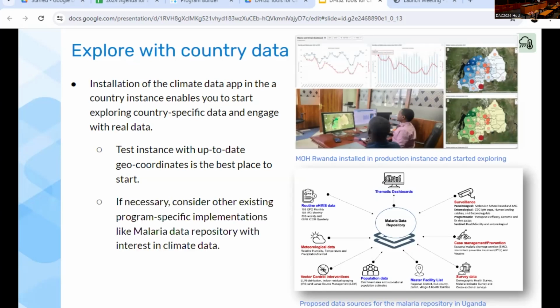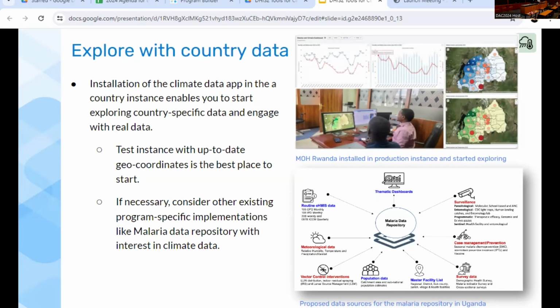So the key thing is, of course, just making sure that you have the geocoordinates. Like if you're looking at district level, making sure that you have the geocoordinates at these levels, or whatever level that you find convenient for you, or you find more appropriate for this implementation.